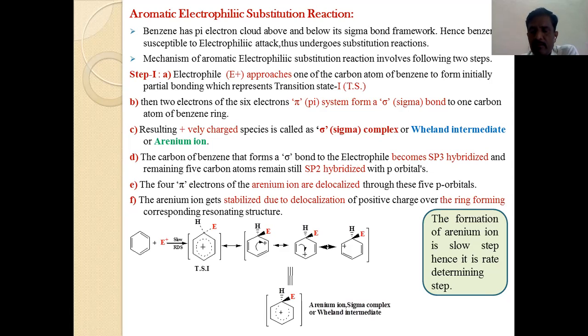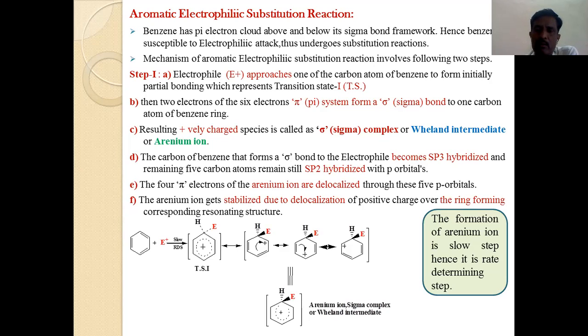Hence, benzene having a pi electron cloud is favorable, is susceptible to electrophilic attack, and that's why benzene undergoes substitution reaction very fast and very easily, rather than the addition reaction or the oxidation reaction, which is not possible on the benzene molecule.